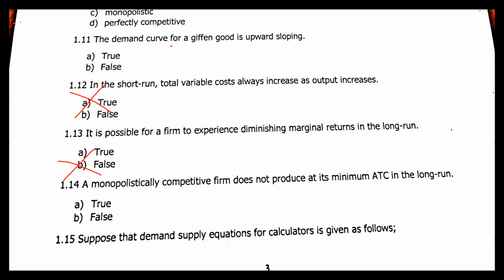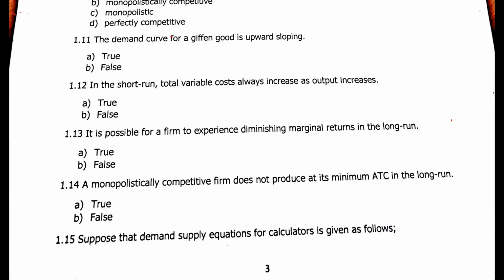Clear? Clear, sir. Okay. A monopolistically competitive firm does not produce at its minimum average total cost in the long run. That is true. Remember, I think we had similar questions before you went into an exam, in those multiple choices we were given. We had a question like this. Anyway, in the long run, monopolistically competitive firms don't produce at the minimum ATC. That is what it says.